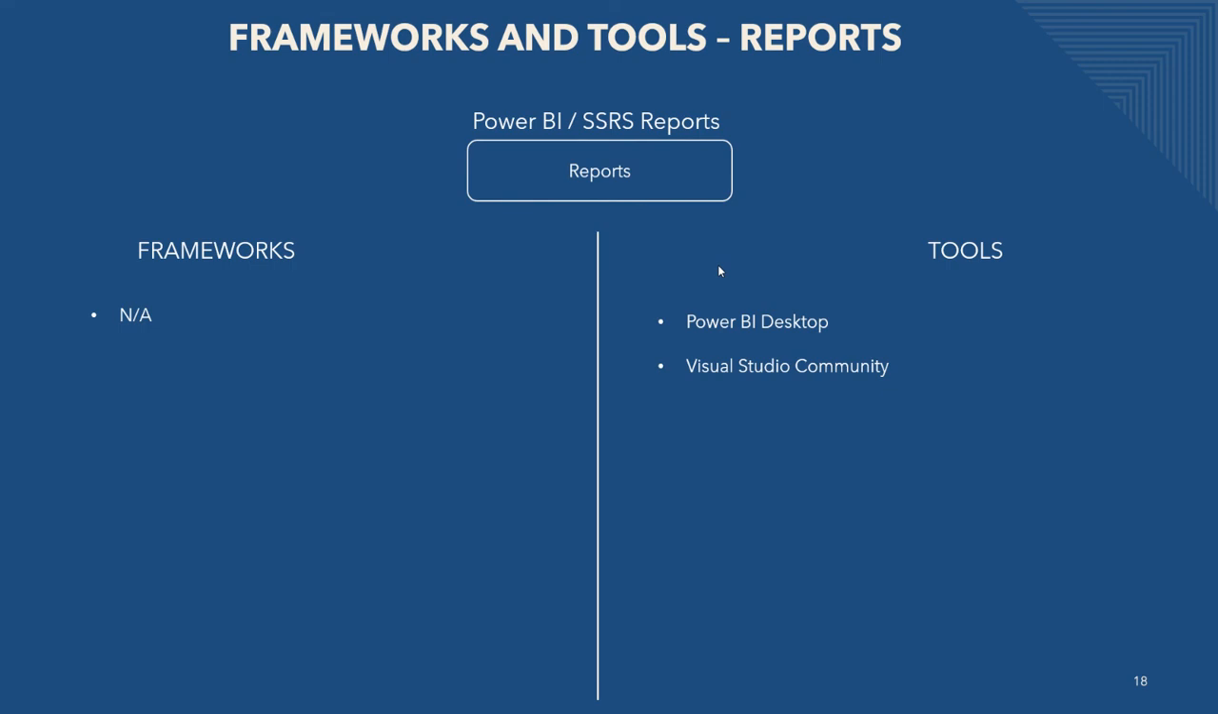The last but not least, we have reports. There are no special frameworks as such, but these are the key tools we have available for developing SSRS reports. You can develop them using the Visual Studio Community tool. You just need to install this tool, install the SSRS reports plugin or extension on top of it, and then you can develop the SSRS reports. Power BI Desktop is the tool for developing Power BI reports. Power BI reports are much more advanced than SSRS reports. I would say you can embed these Power BI reports anywhere you want.